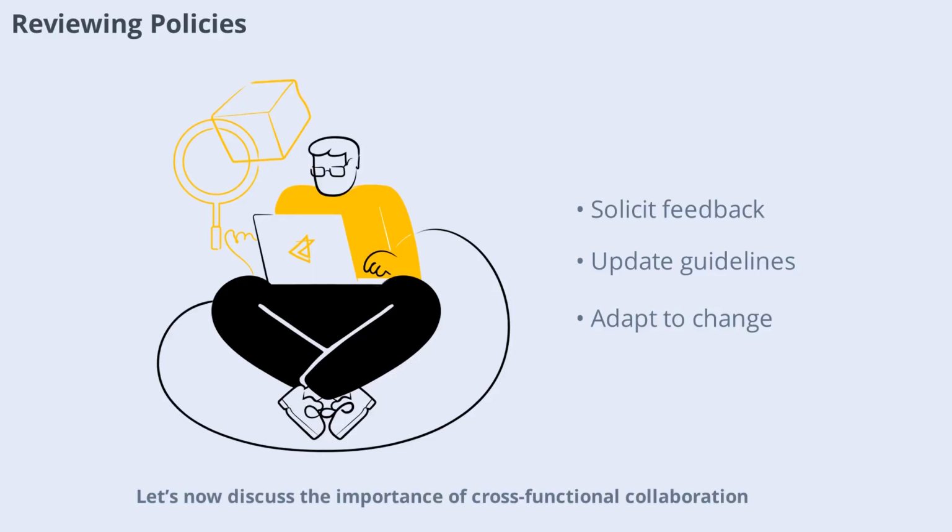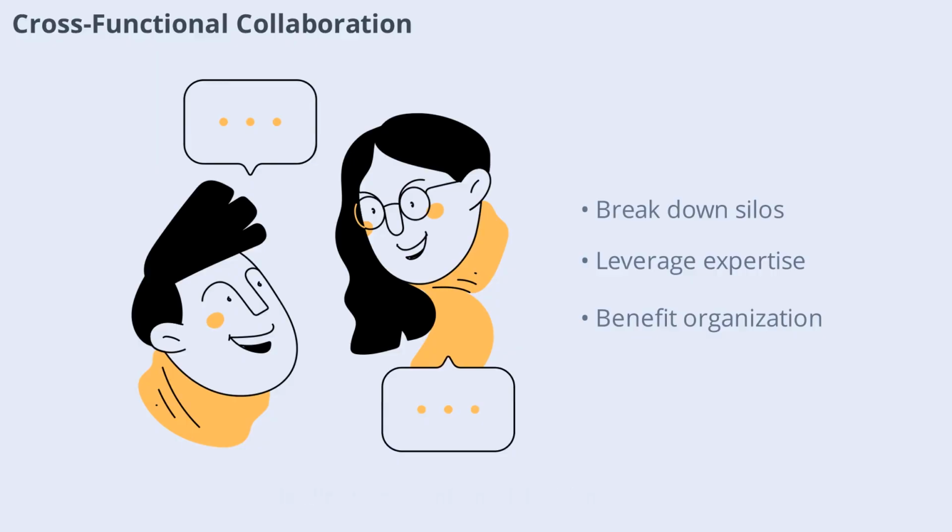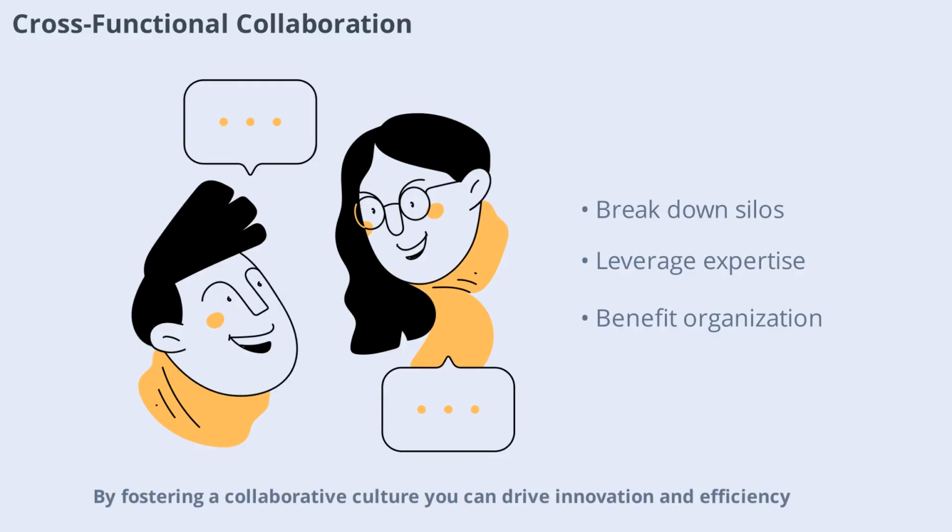Let's now discuss the importance of cross-functional collaboration. Collaboration across departments is essential for effective resource allocation. Cross-functional teams bring diverse perspectives and expertise, leading to more informed decisions. Regular collaboration also helps break down silos and ensures that resources are allocated in a way that benefits the entire organization. By fostering a collaborative culture, you can drive innovation and efficiency.